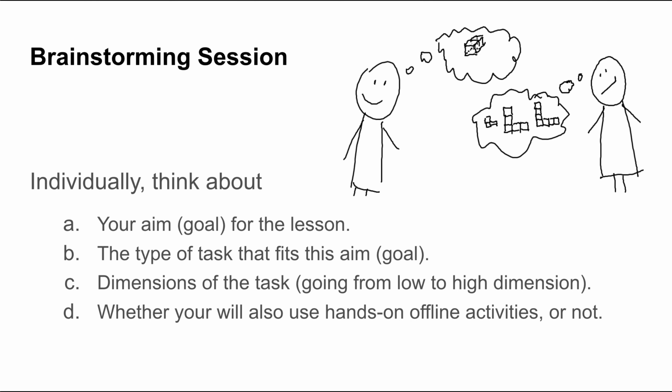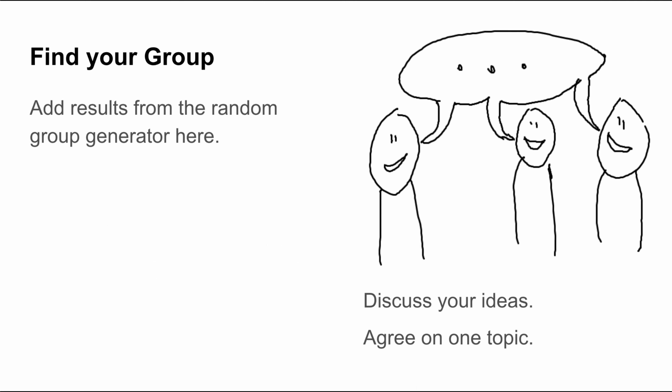Now, I would first like you to take a moment to think about the aim or goal for your lesson. When you have pinned this down, you can start thinking about what types of tasks will fit this aim or goal and how you will go about dimensions of the task. You can also make decisions regarding whether to use offline activities or not. Now, the 5 minutes for thinking individually are over, and let's go and find our groups.